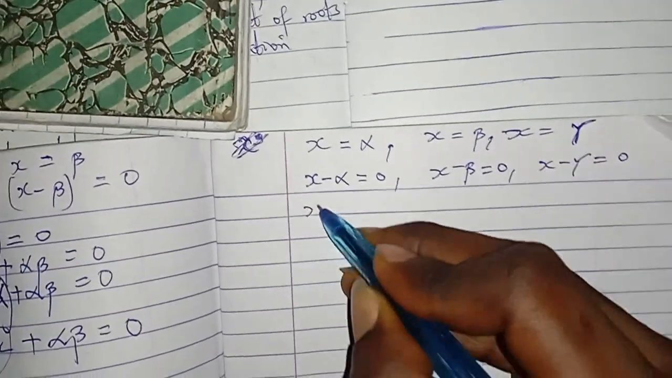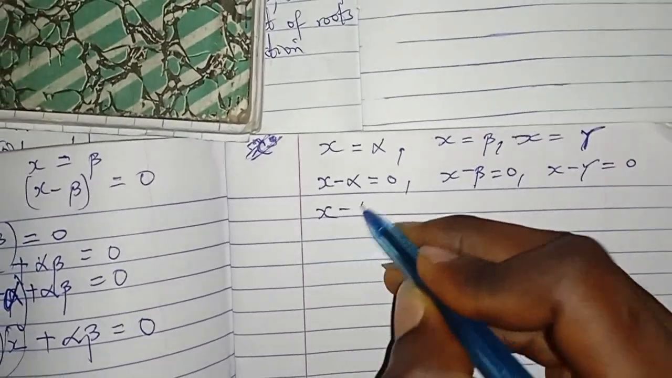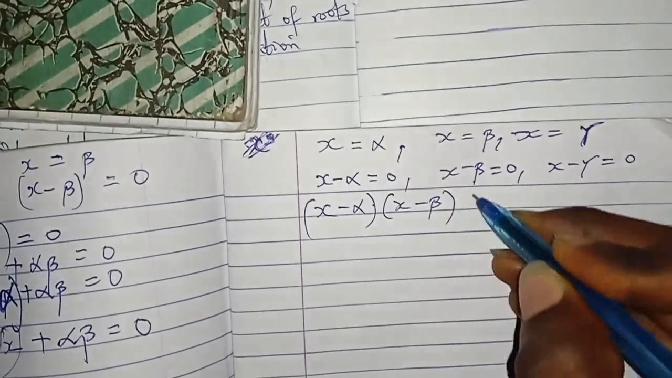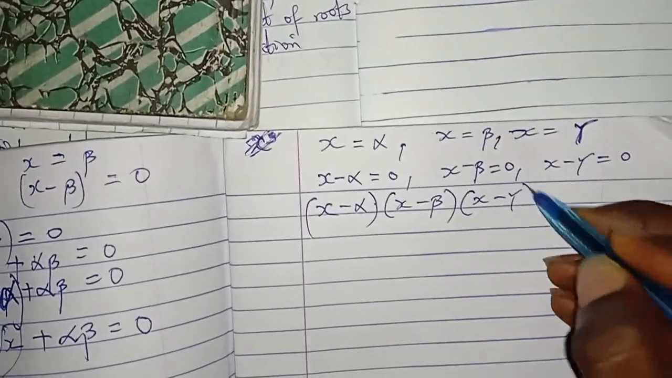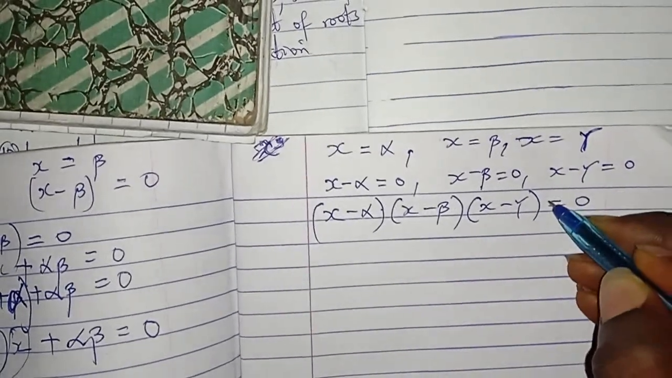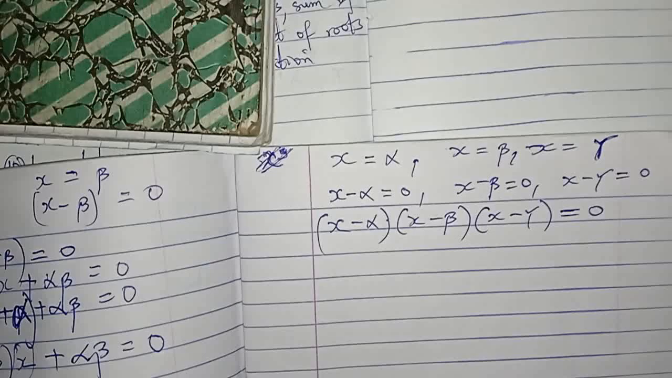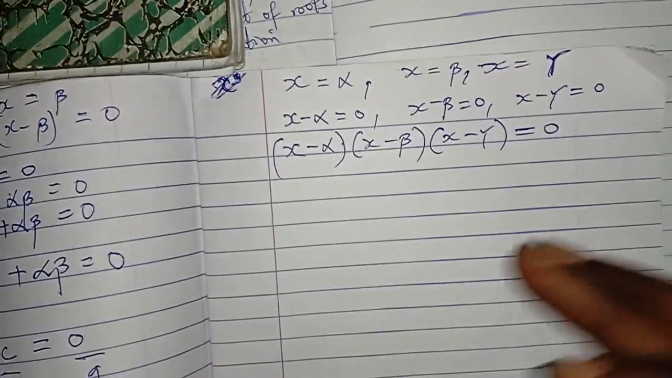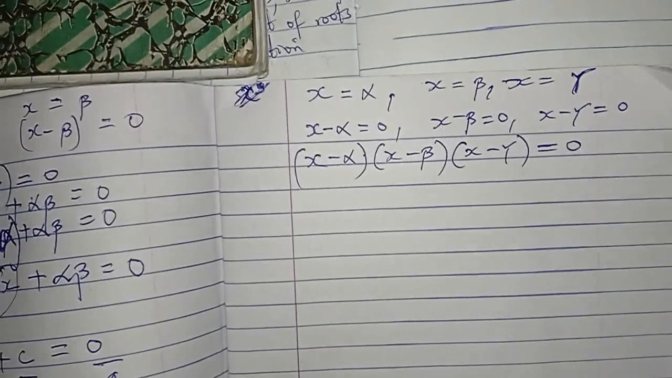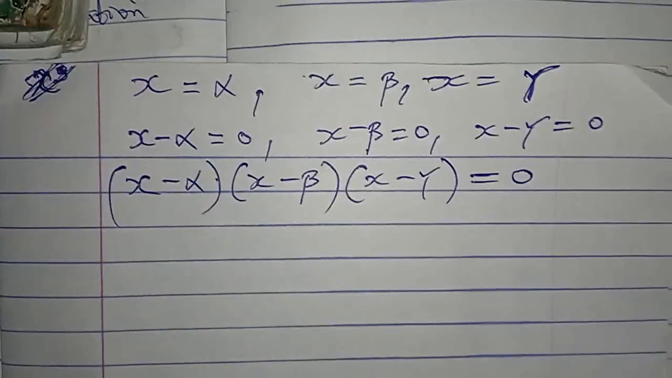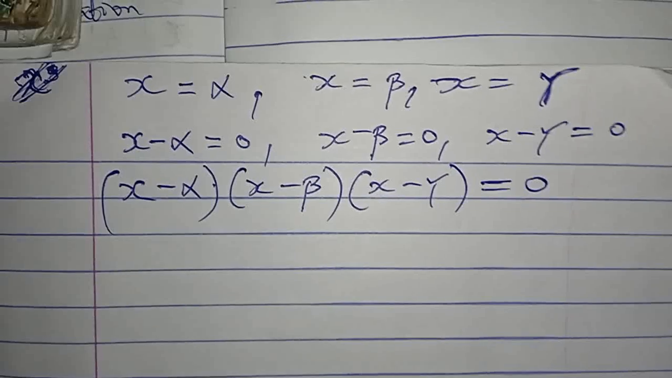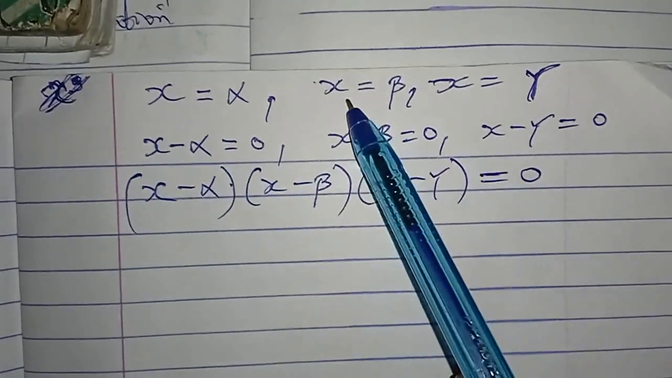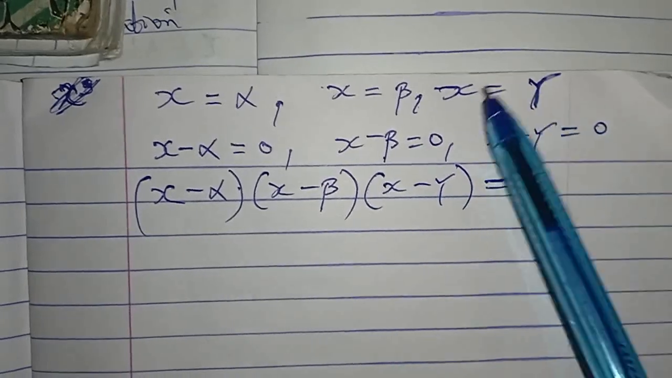So that you now have everything, since everything is equal to 0, you can collect it together. (x minus alpha)(x minus beta)(x minus gamma) all equals 0. So finding the roots of a cubic equation, we take it that x is equal to alpha, x is equal to beta, x is equal to gamma.